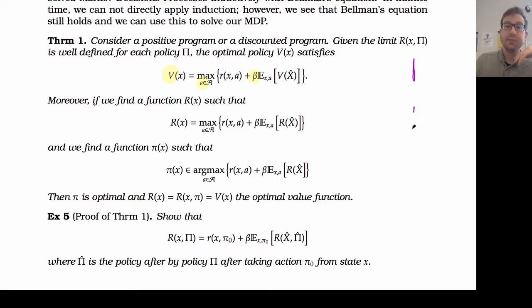So now, if we find a function r of x, and we find the function pi, the policy, that maximizes the argument in each of these maximizations, then pi is an optimal policy, and r, the reward function, is the reward function from that policy, and it's equal to the optimal value function. So basically, if I can solve Bellman's equation, I've solved the Markov decision process in the infinite time case. We can't do backwards induction anymore on Bellman's equation, but if I can solve Bellman's equation, then I've got an optimal policy for that infinite time problem.